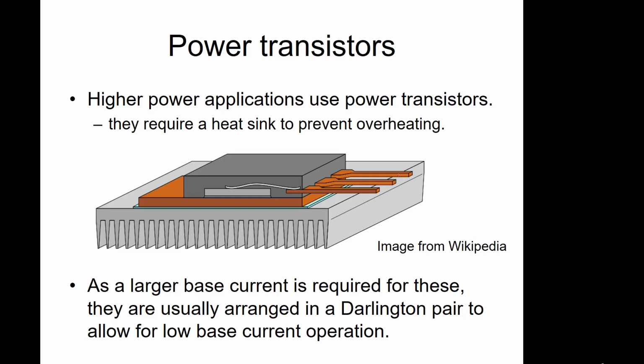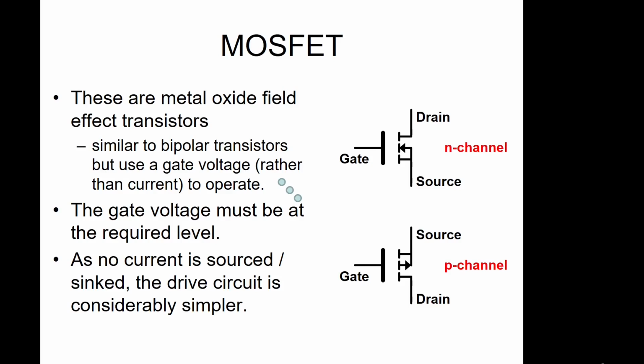Because you've got a large current flowing through these, you're going to generate a lot of heat. So you typically have these on either a metal plate or a heat sink to try and dissipate some of this energy. So they were known as bipolar transistors. They're made of doped silicon, p-doped and n-doped silicon.